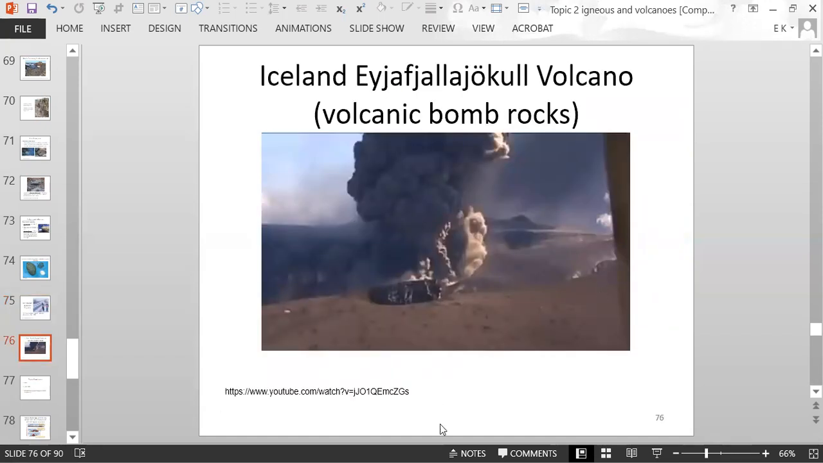And then I have a video of volcanic bombs coming out of a volcano. Okay, so here's the video of the volcanic eruption showing the bombs coming out.